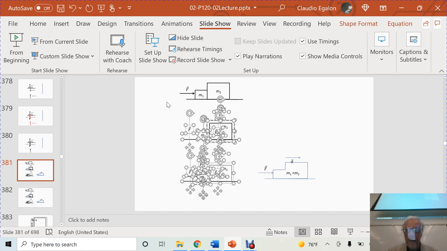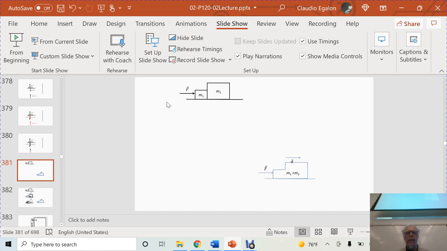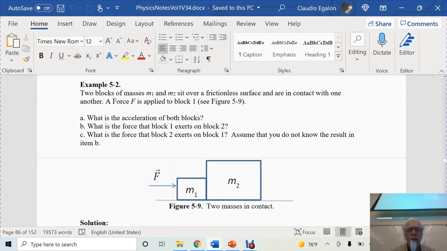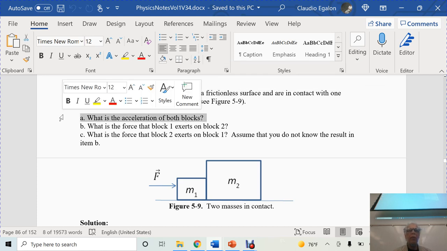I'm going to erase that. That's the hint here. And what do we see? Acceleration. So what am I doing here in item A? In item A, I'm considering the two blocks as though they are a single block. If I keep applying the same force on this set, we are going to accelerate. Assume that there is no friction, a frictionless surface. So this first item A should be easy to solve.